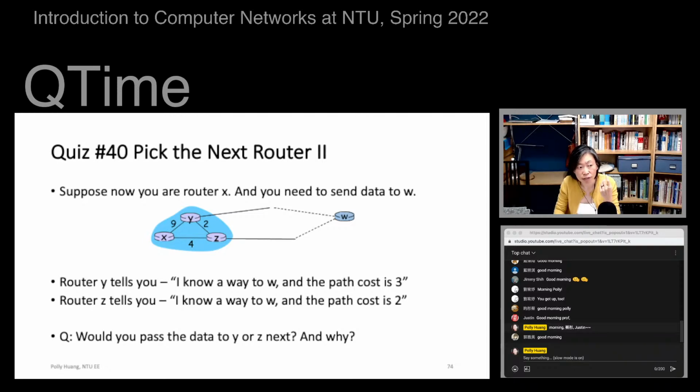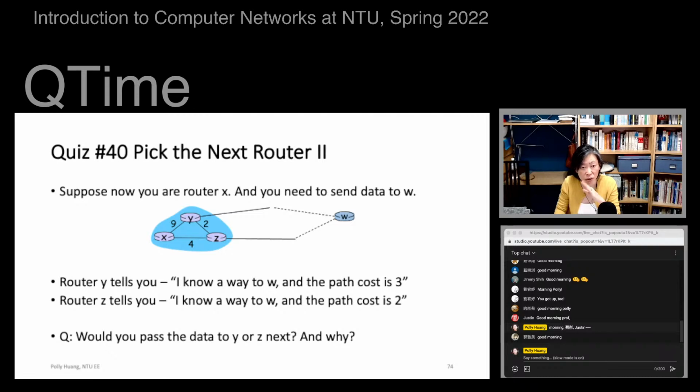All right. So this is quiz 40. You see the same network. Again, you are asked to play the role of router X. All right. And this time, Y tells you, I know a way to W, and the path cost is 3. And Z tells you, I know a way to W, and the path cost is 2. Would you pass the data to Y or Z? And why?